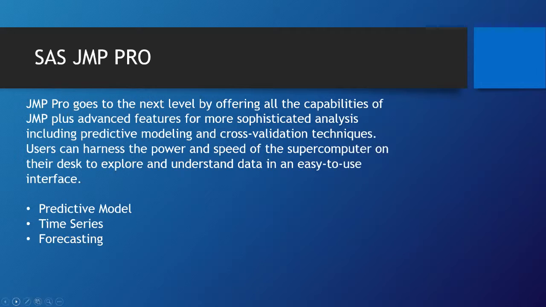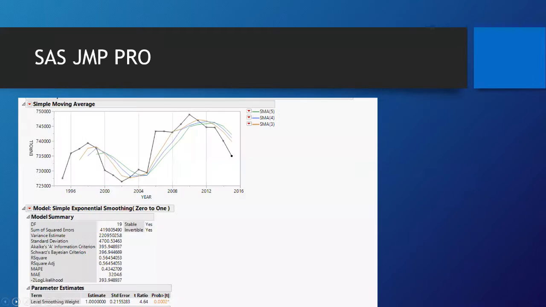So we decided to use SAS JMP Pro to check some of the predictive models, do the forecasting as well as time series. We decided to use that, which we think will give us good information at the end of the day. This is an example of what we did. We used SAS JMP Pro for time series analysis.